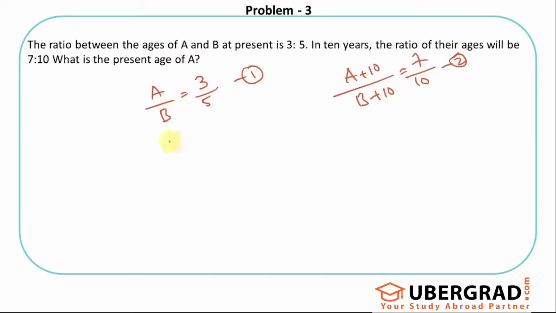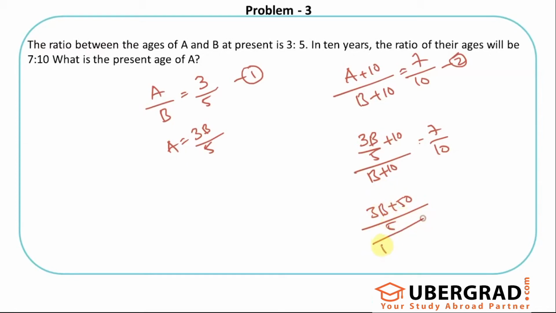So let me put it like this. A is equal to 3b by 5. Let me put this here. A plus 10 by b plus 10, that is 3b by 5 plus 10 by b plus 10 equals 7 by 10. So 3b by 5 plus 10 will be 3b plus 50 by 5, divided by b plus 10, equals 7 by 10. So what will this translate to be? 3b plus 50 by 5 into b plus 10, right? Is equal to 7 by 10 is what we have.